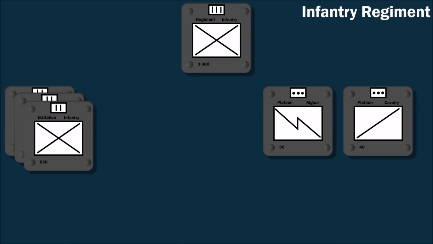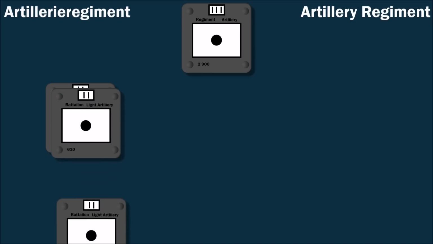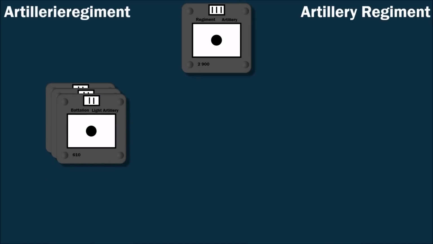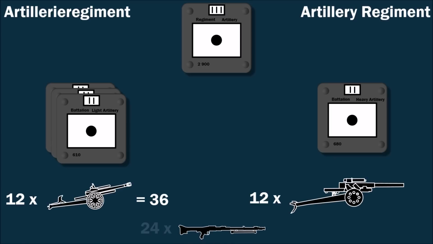So let's take a look at the next regiment, the Artillery Regiment, or in German, Artillerieregiment. It consisted of 3 battalions of light artillery. Each of them was equipped with 12 105mm field howitzers. So in total they had 36 light howitzers, and a battalion of heavy artillery, which included 12 150mm field howitzers. And for defense purposes, mostly against air, it was equipped with 24 light machine guns.